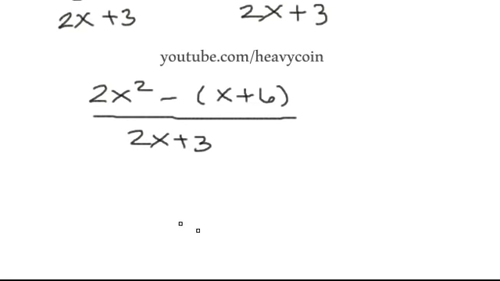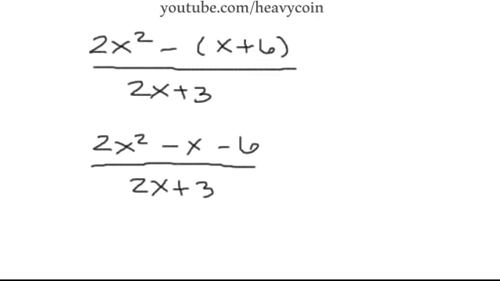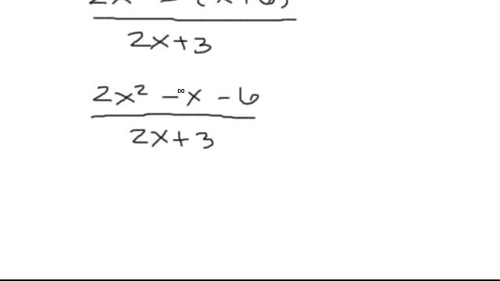Alright. So now we have 2x squared. So we distribute the negative and we get negative x minus 6. And of course that's all over 2x plus 3. Now we're not finished, because you have to look at this up here and say, okay, can that factor? So let's take a look at this.